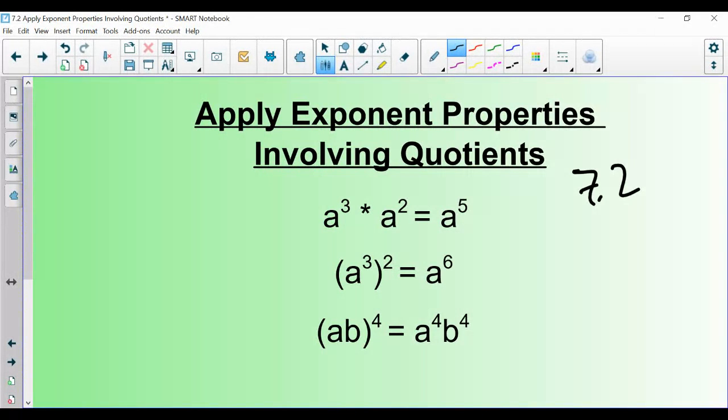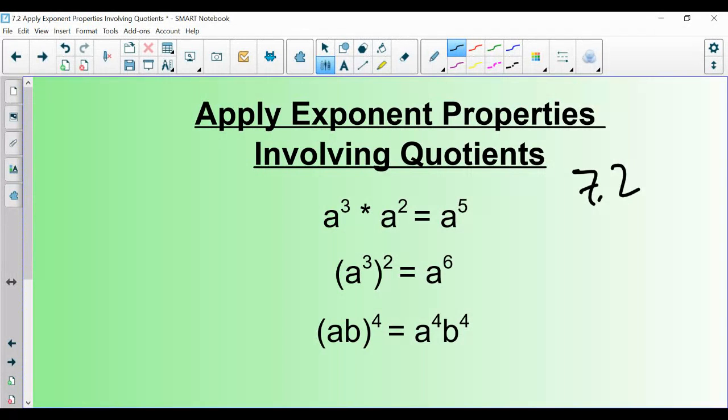Another one of the properties said if you have a being taken to the third power, and then that whole thing is being taken to the second power, in this example, you would multiply their exponents together and get a to the sixth. So notice the difference here. You have two bases that are being multiplied, then you add. If you have something being taken to a power being taken to another power, then you multiply them.